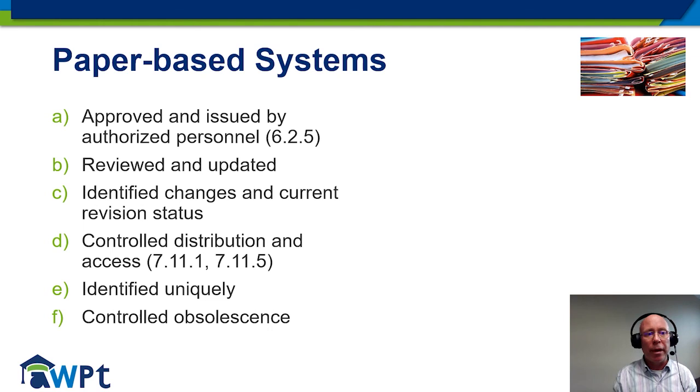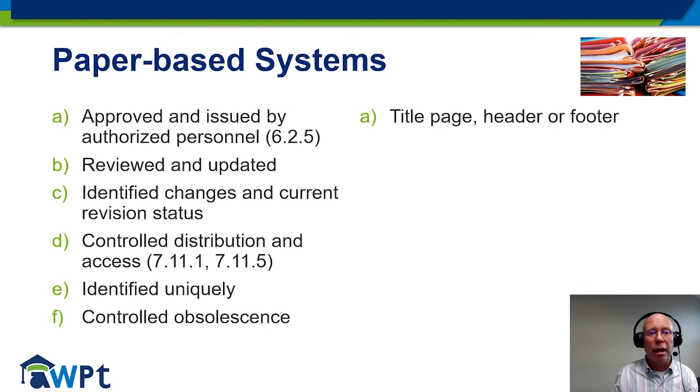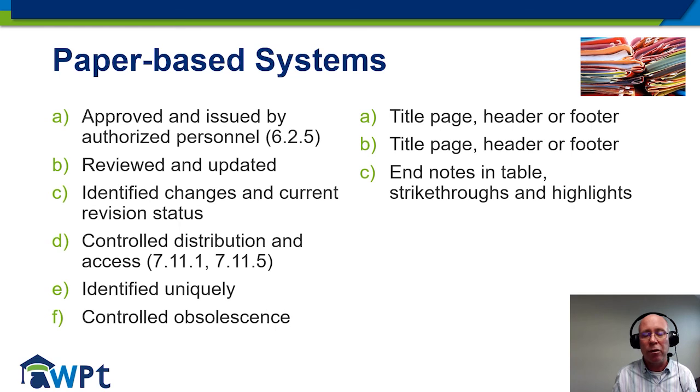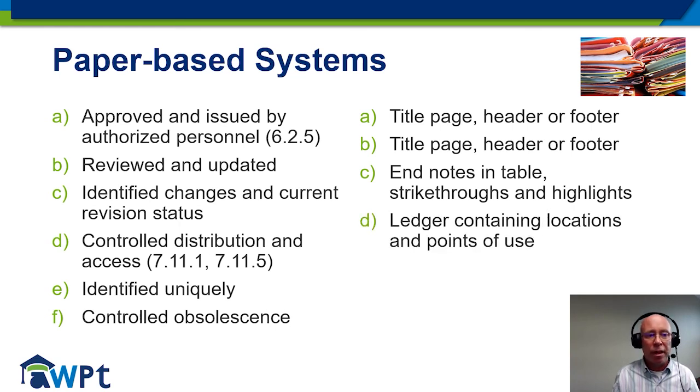All right. So what does that look like? Well, paper-based systems. These are the 6 requirements that controlling your documents in your system require of you. I'm not going to get into those because you can read them. However, in paper-based systems, you typically find a title page, a header and footer with all kinds of signatures. They're reviewed and updated by, again, these same authorized signatures and so on and so forth. Identified changes are either through endnotes in the table, strike-throughs, or highlights. They're controlled in distribution. Sometimes they have ledgers. Sometimes they're managed on a network, and any printed copy is controlled, and they manage it through Excel, whatever that looks like.